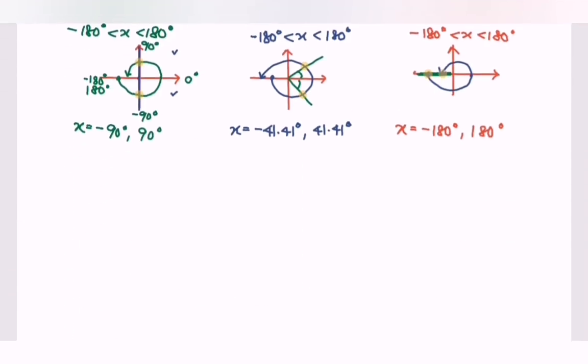So finally, write the final answer. Do remember to check the basic angle or the range. The range is focused on negative 180 degrees until 180 degrees, where negative 180 and 180 are not included. So our final answer would be x equals negative 90 degrees, followed by negative 41.41 degrees. Next will be 41.41 degrees. Finally, we have 90 degrees. So here we are, and thanks for watching.